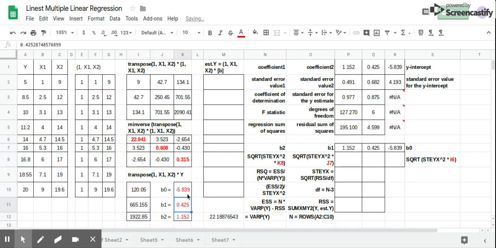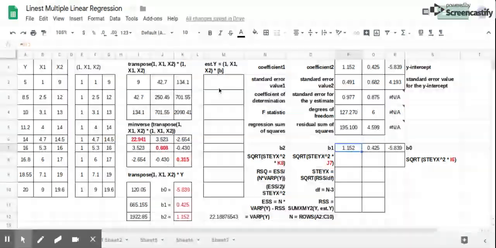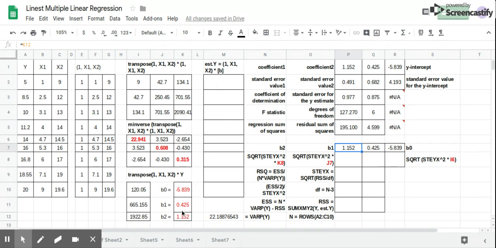Now we have the coefficients: the intercept, slope 1, m1, and slope 2. Now that we have calculated the slopes, we can calculate the y hat, or the y estimate, with this matrix. So this is equal to this matrix times the coefficients. Now we have the y estimate, or the y hat.